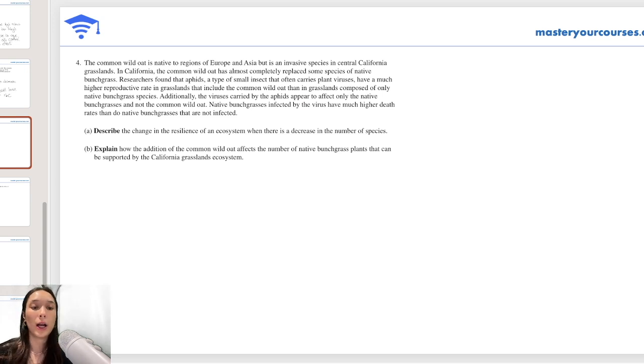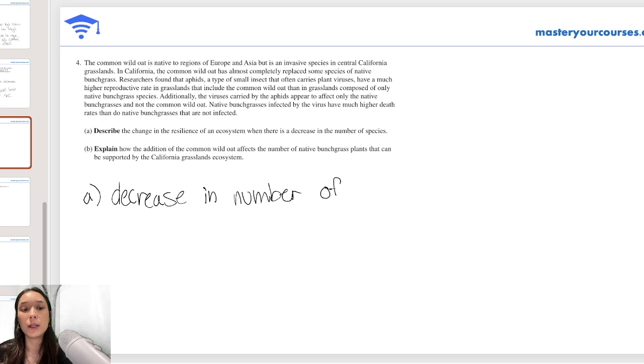Okay, so if we start off with A, which is a pretty straightforward question, it says describe the change in the resilience of an ecosystem when there is a decrease in the number of species. So they're really just looking at what happens to the ecosystem when there is a decrease in the number of species. We've actually answered this in one of the previous questions when we were talking about, I believe, genetic diversity for the crossing over events. So when there is a decrease in the number of species, or decrease in genetic variation, decrease in biodiversity, any of those, you're going to see a decrease in resilience.